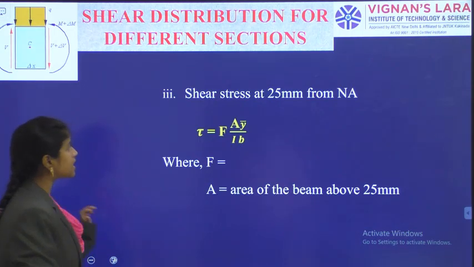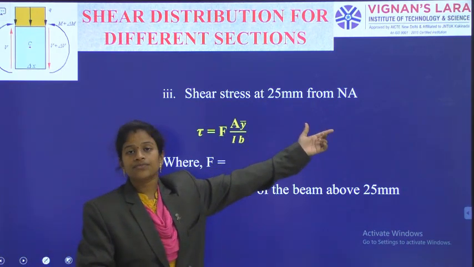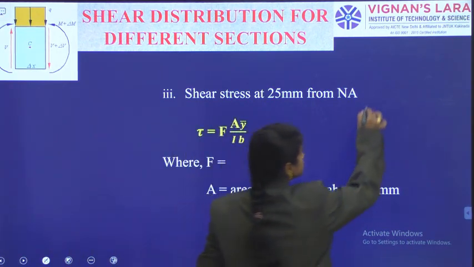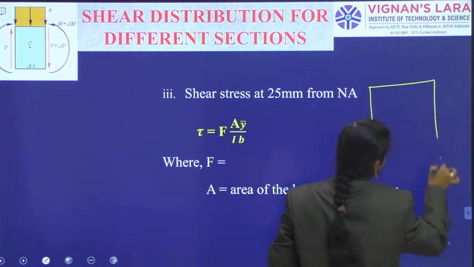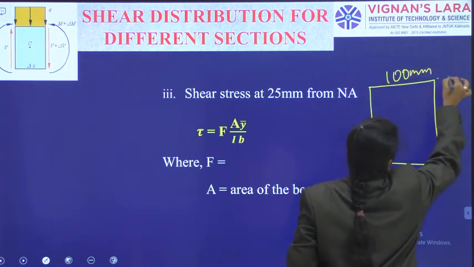The next condition they are asking us to calculate is the shear stress at the level 25 mm from the neutral axis. So simply we are having a rectangular beam with 100 mm width and 250 mm depth.